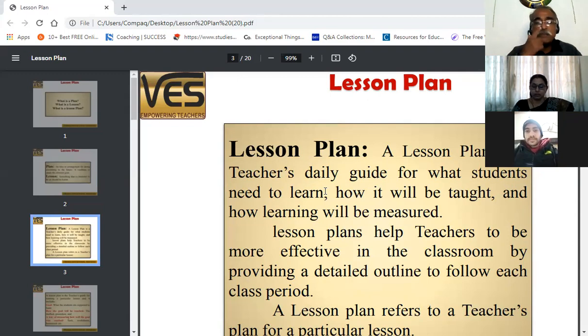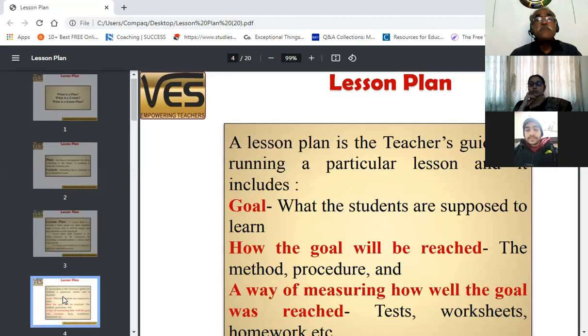I'll be giving you a little bit of example from all different subjects, whatsoever subjects we have, biology, mathematics, geography, history, or social sciences, and in the languages also. The lesson plan helps teachers to be more effective in the classroom by providing a detailed outline. Now, what should the detailed outline be? It is to be done in three ways.